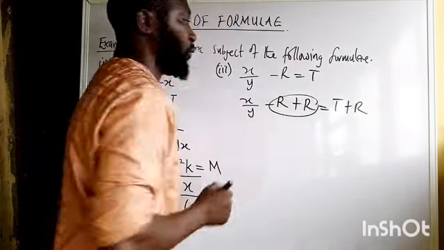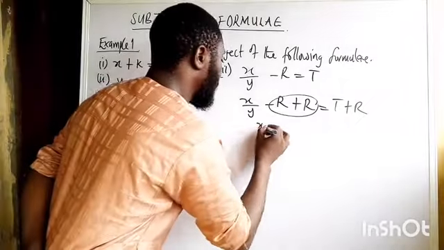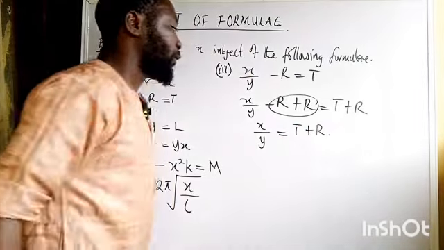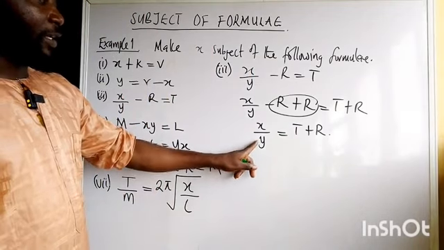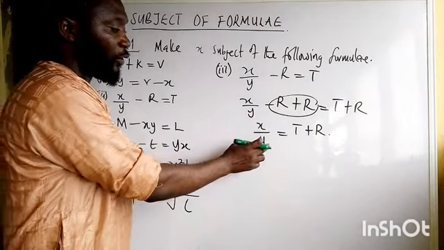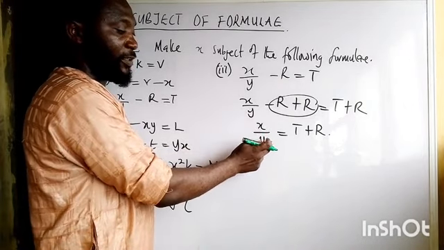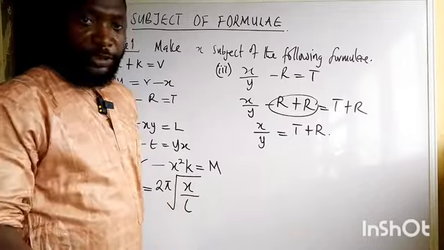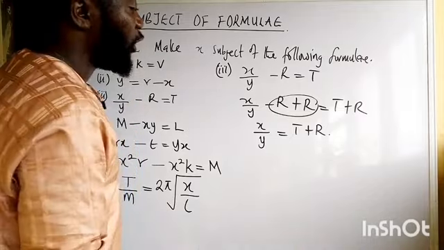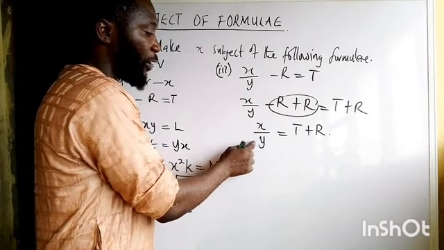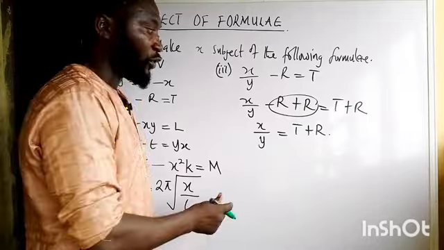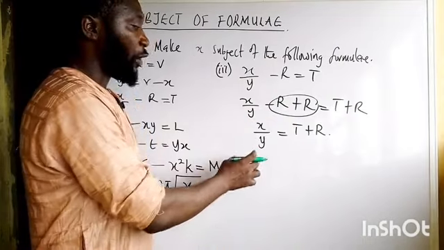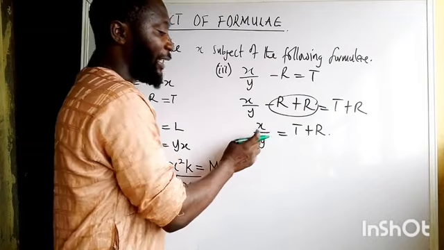So these two will give us 0. Now we have x over y equals what? t plus r. But we want to remove this y. We divide x by y. Now, the opposite of division is multiplication. So once you multiply this x over y by y, this y will disappear. Because of that, you are not going to do it to one side, just like in the case of addition, but to both sides. So now we are going to multiply both sides by letter y.